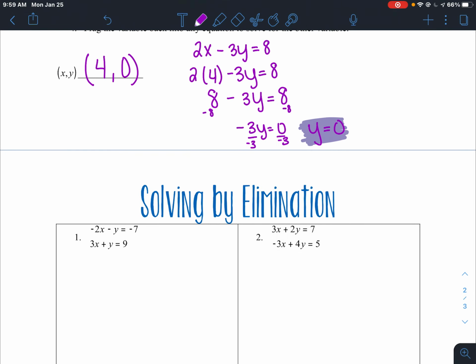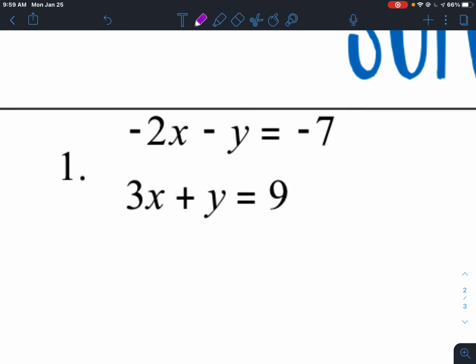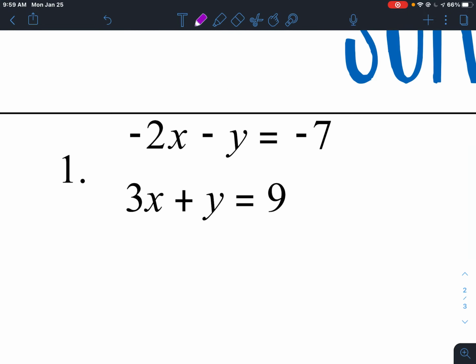All right, let's do one more of these together, and then I'll leave you to solve the rest on your own. So let's do the first one together. So I have a negative 2x minus y equals negative 7, and a 3x plus y equals 9. So looking for opposite signs, I have opposite signs there, but when I look at the coefficient, I have a 2 and a 3. So that definitely won't work. Moving on to the y variable.